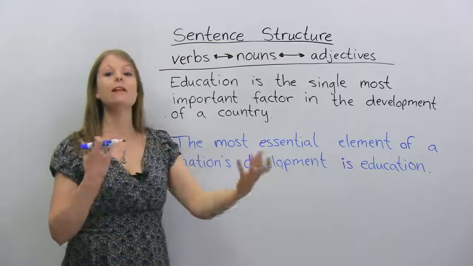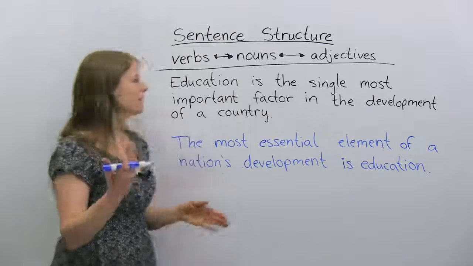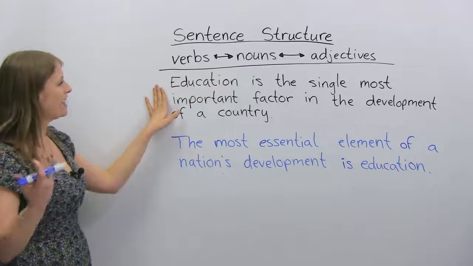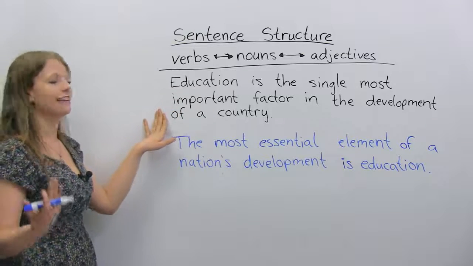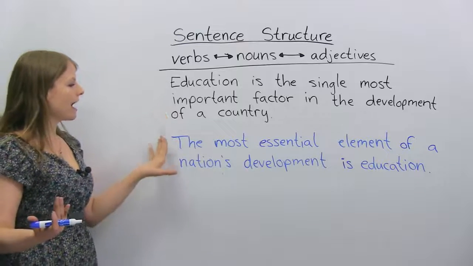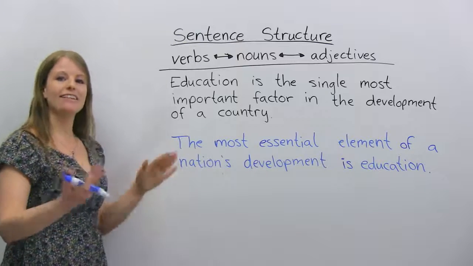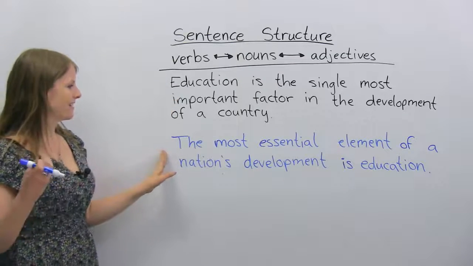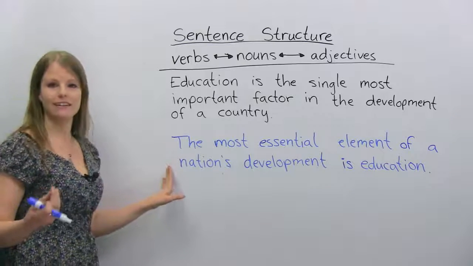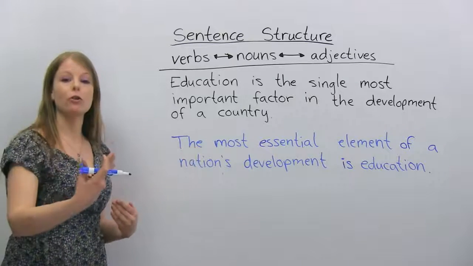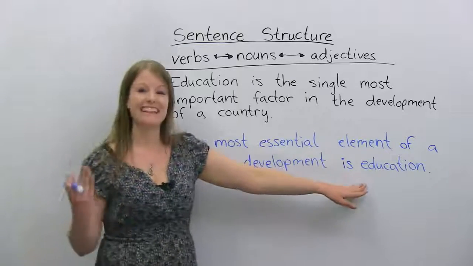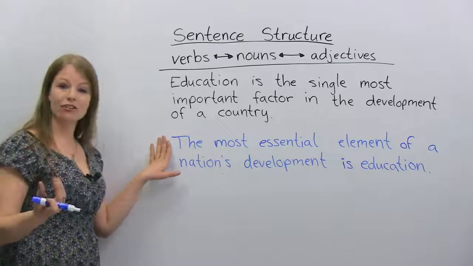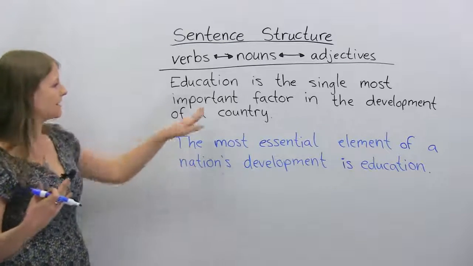Also changing the placement of the words can help you out. So for example, in our original sentence, the question was, education is the single most important factor in the development of a country. So I've now changed some of the wording as well as the order. Okay, so here education is at the beginning. In my sentence, the most essential element of a nation's development is education. I've changed the order of the sentence. So now education is at the end instead of at the beginning. I've also started out with the most essential as my beginning, whereas here it was in the middle.